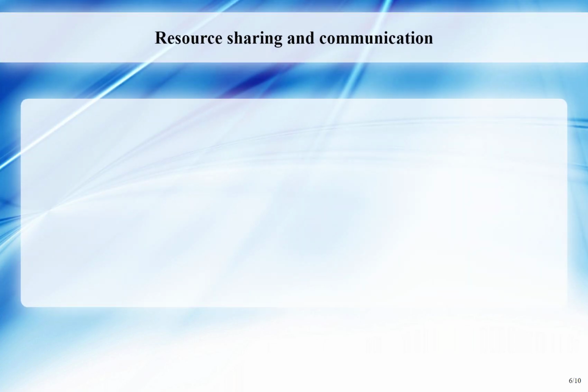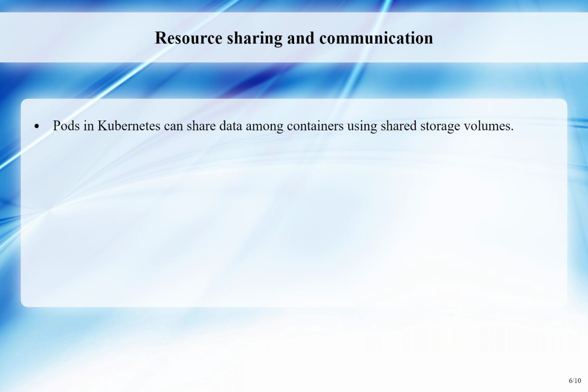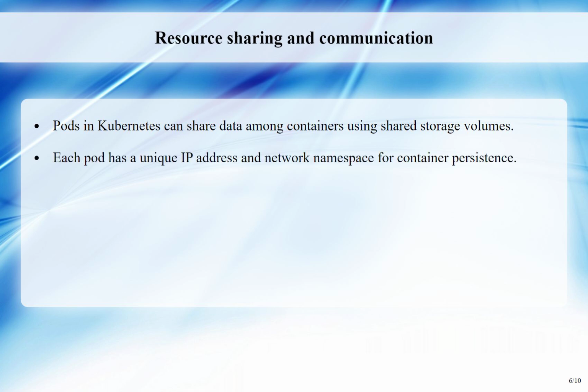Resource sharing and communication. Pods in Kubernetes enable data sharing and communication among their containers. Each pod can specify shared storage volumes, allowing all containers within the pod to access and share data. This also enables persistent data to survive in case a container needs to be restarted. Each pod is assigned a unique IP address for each address family, and containers within a pod share the network namespace, including the IP address and network ports.